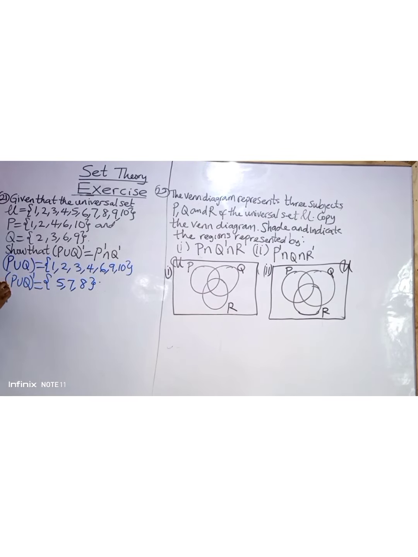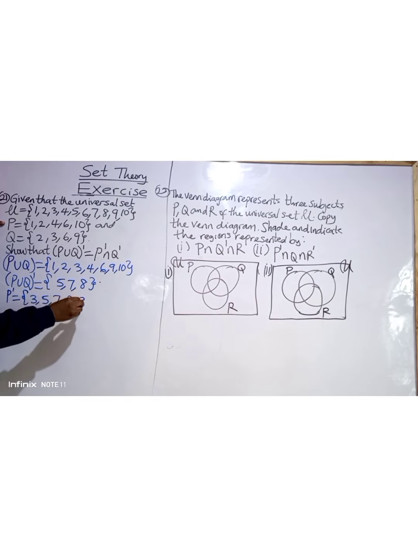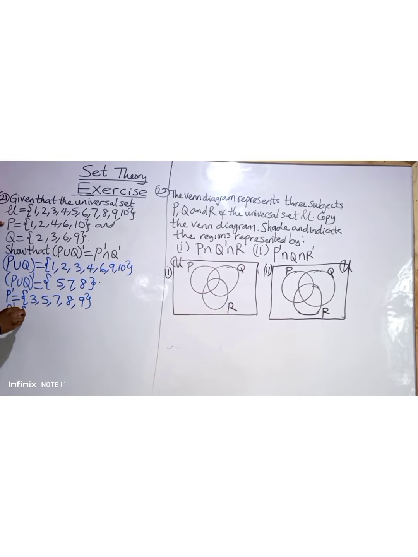So let's find P prime. P prime will be all the elements in the universal set that are not in P, and that will be 3, 5, 7, 8, and 9. And Q prime, all the elements in the universal set that are not in Q, will be 1, 4, 5, 7, 8, and 10.